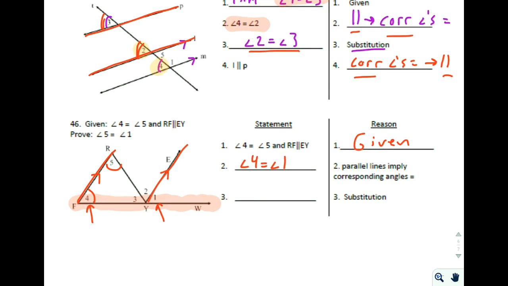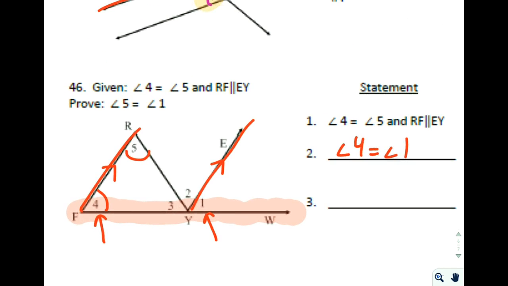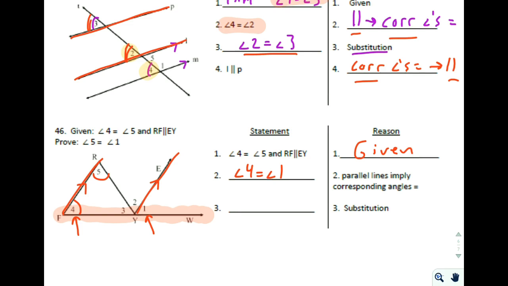Last step says substitution. So whenever we have a substitution, we look at equations that we've previously written down, and that's all we can draw from. So this one and this one are only two equations. So since they're both equal to angle 4, angle 1 equals angle 5.